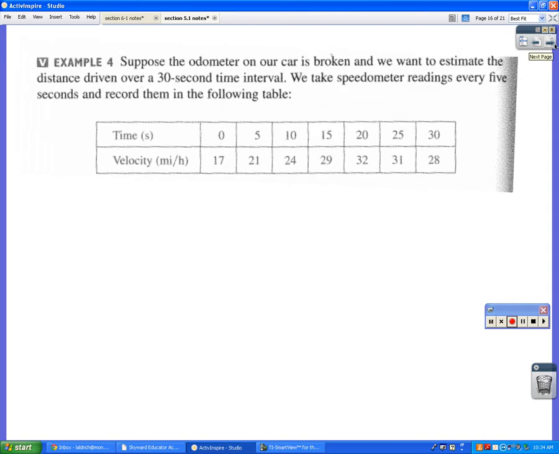Can I write this down? Yeah, so this is an example that you might want to write down as I read it.